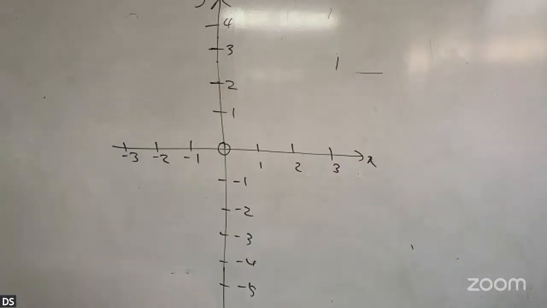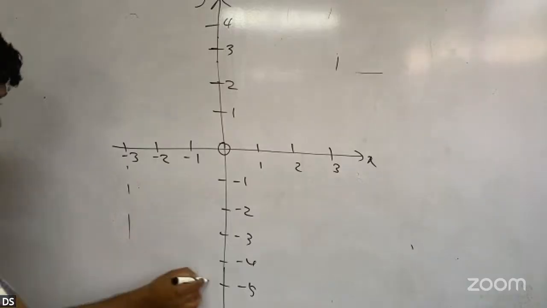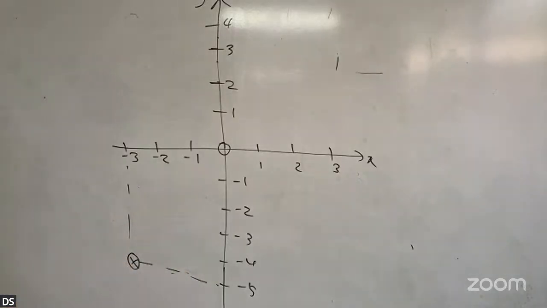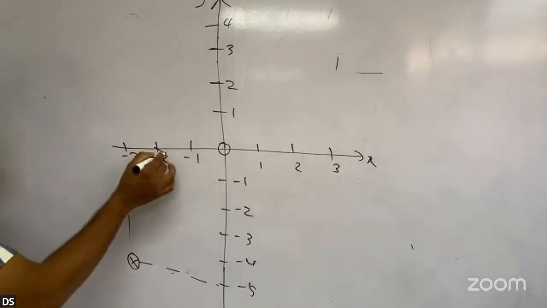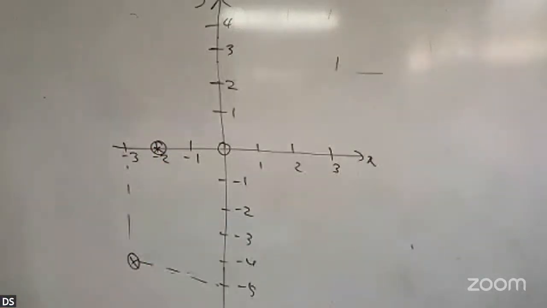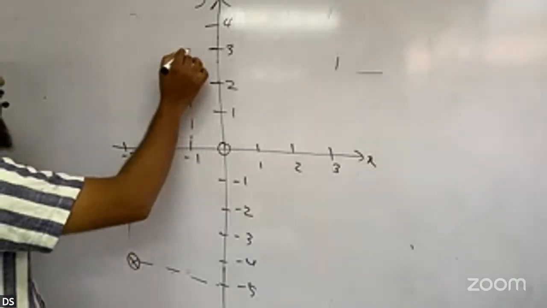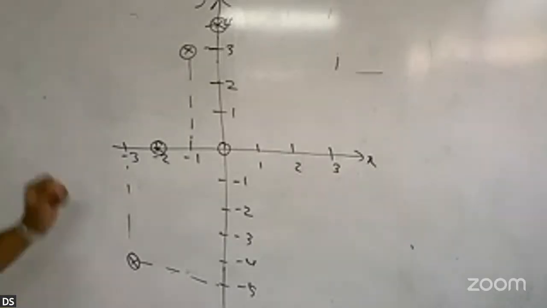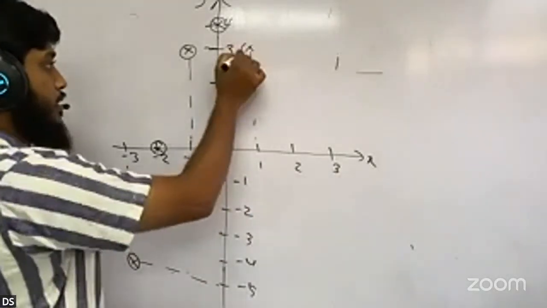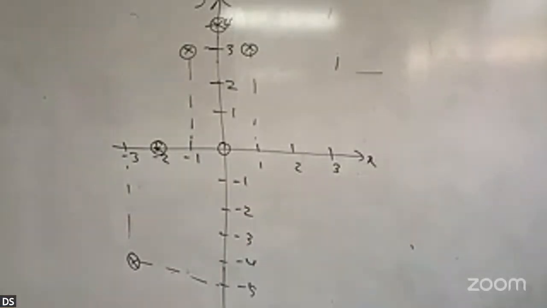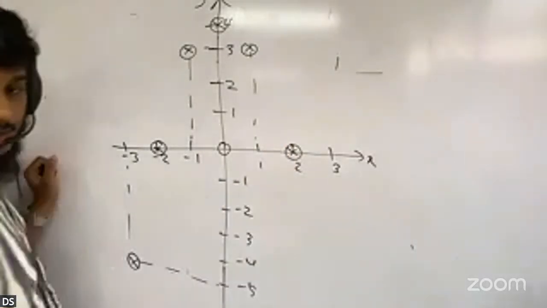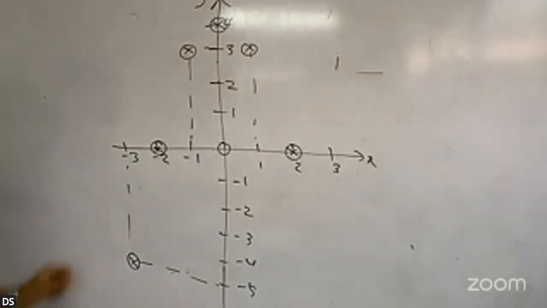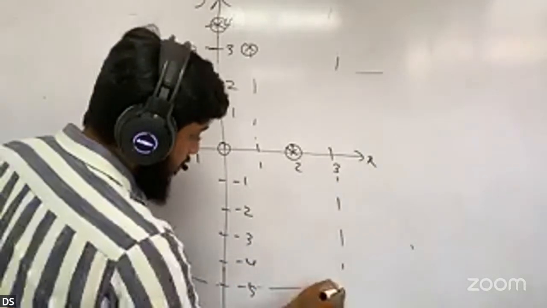You can see here, the first thing to mark is -3 and -5. X is -3, y is -5. What is the other one? X is -2, y is 0. Other one? X is -1, y is 3. Other one, x is 0, y is 4. Other one, x is 1, y is 3. Then next, x is 2, y is 0. Other one, x is 3, y is -5. And here you have to mark.